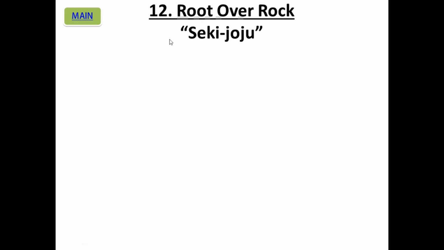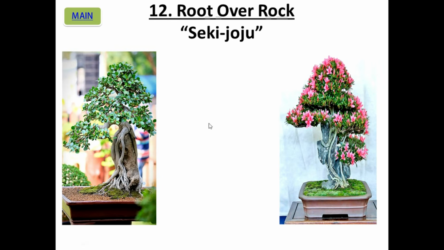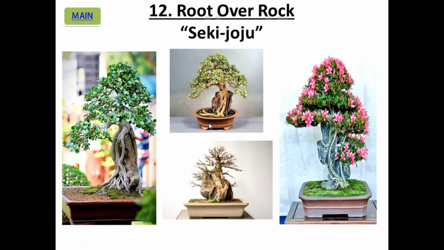Root over rock or seki jojo. In this style, the tree's roots are wrapped around a rock. The rock is at the base of the trunk, with the roots exposed to varying degrees as they traverse the rock and then descend into the soil below.